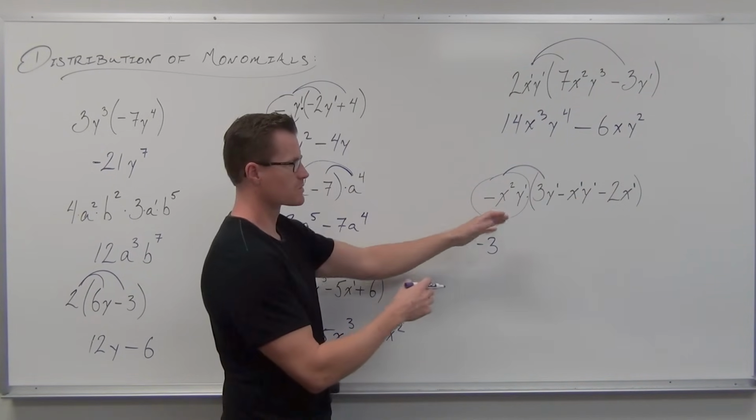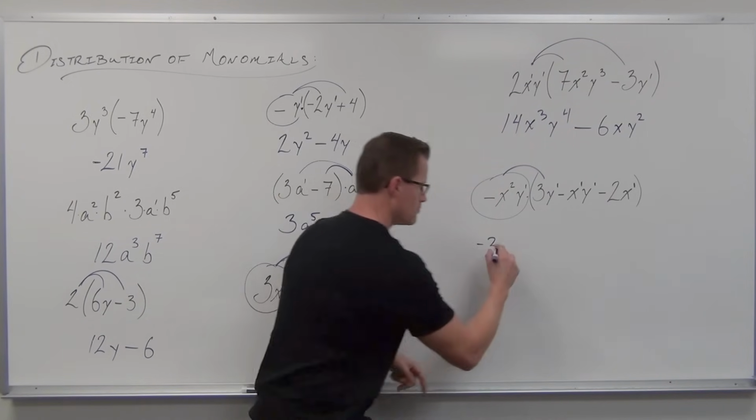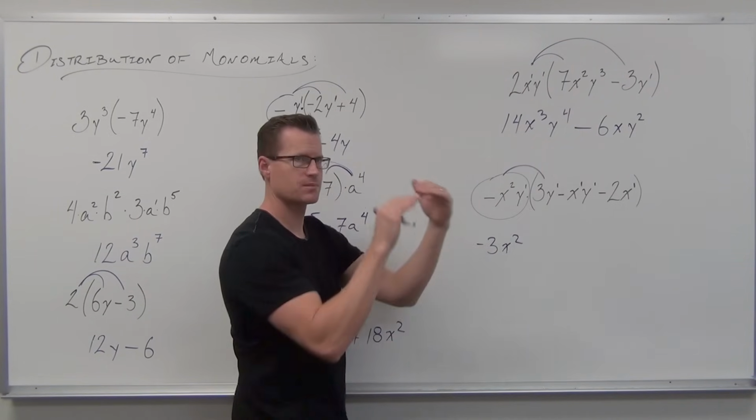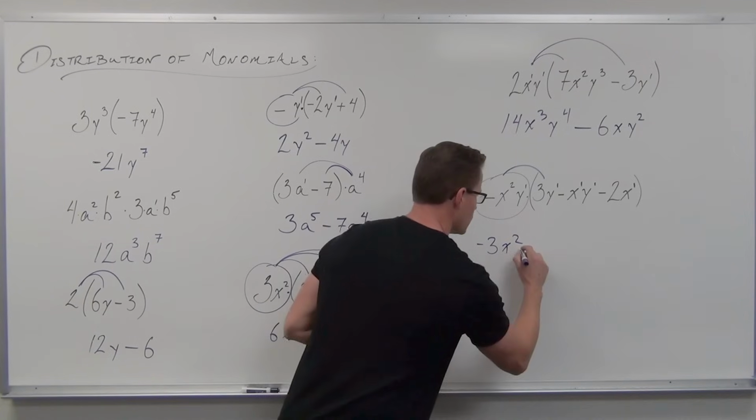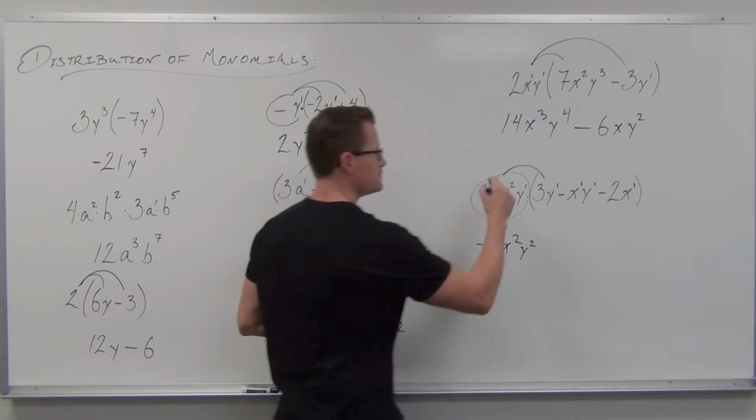So negative 1 times 3, negative 3. X squared, there's no other x's. X squared. Y to the first times y to the first, same multiplication, I should add, y to the second. Done, that's your first term. Now we keep on going.